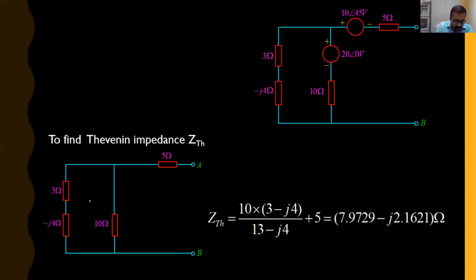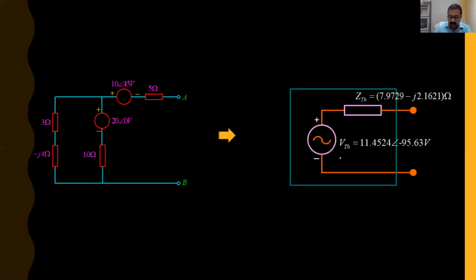10 into 3 minus J4 divided by 30 minus J4 plus 5, and you will get 7.9729 minus J2.1621 ohms. That will be your Thevenin impedance. Fine. So what next? We can draw a Thevenin equivalent, right?